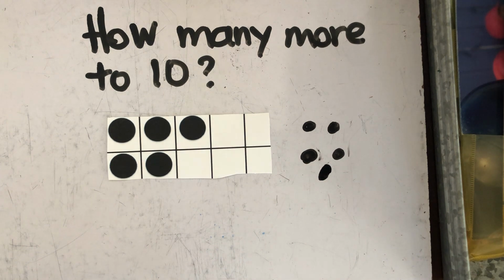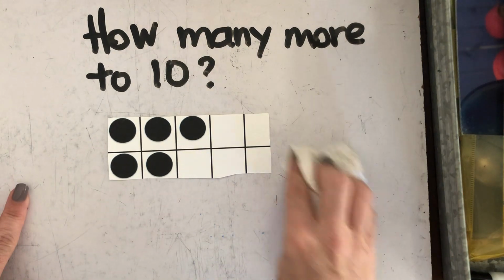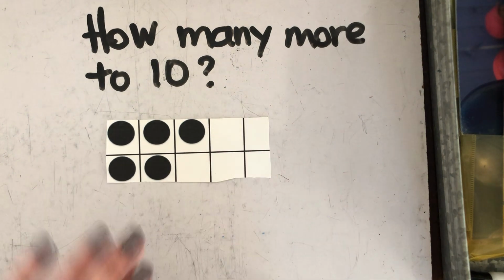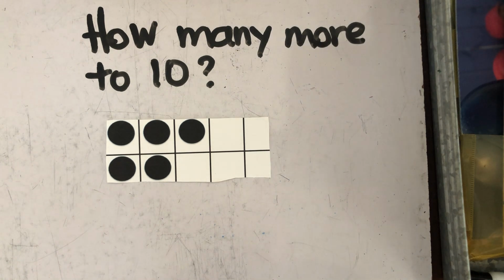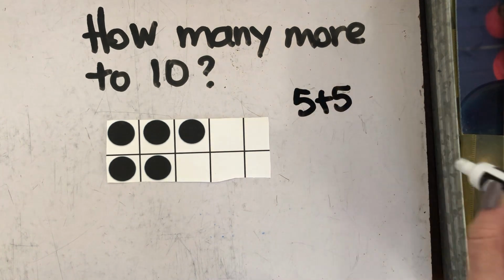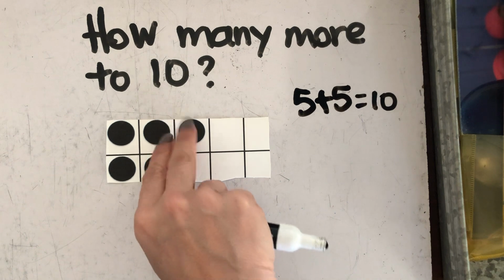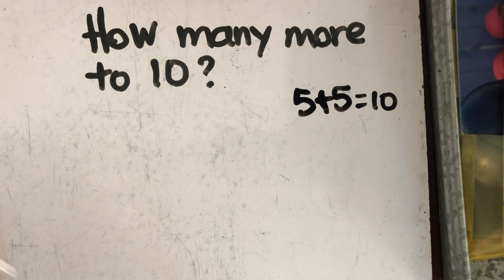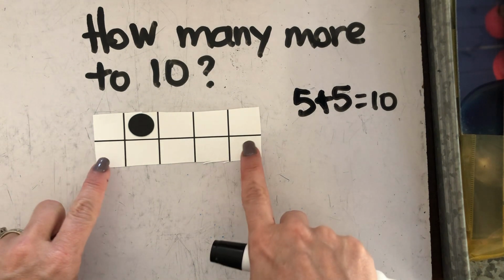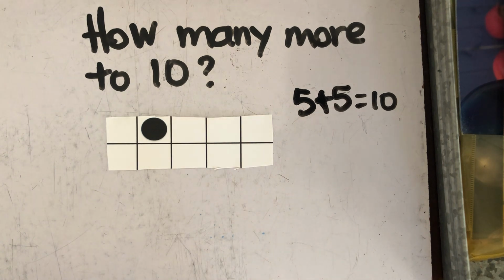So we're going to be playing with this a little bit today, and we're going to be talking about some of these numbers. So we have 5. How many more to make 10? 5. Because we know that 5 plus 5 equals 10, right? Okay, let's do another one. You ready? How many more to 10? If they were all filled, it would be 10, right? But only 1 is there. So how many more do we need to make 10?